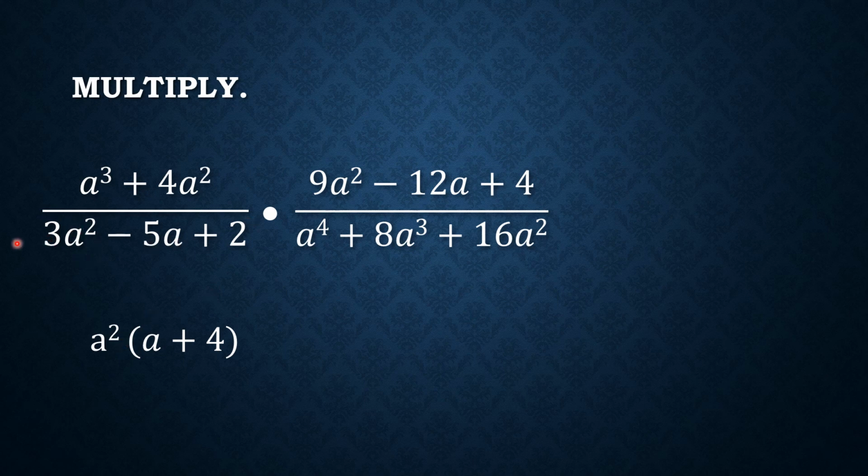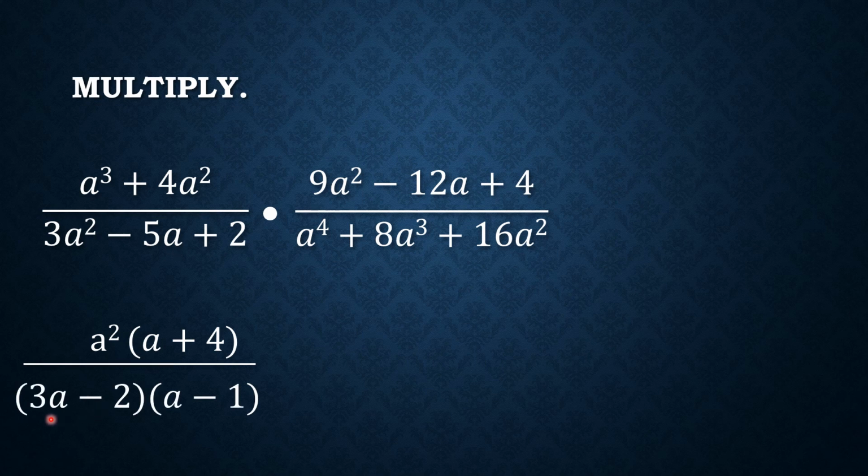The factored form of 3a squared minus 5a plus 2 is 3a minus 2 times a minus 1, times, this is a perfect square trinomial. So 9a squared minus 12a plus 4, factor niya ay 3a minus 2 times 3a minus 2. Pwede mo naman sulat na 3a minus 2 squared. Pero usually, mas maganda kung ganito natin siya isusulat para mas mabilis tayo sa pagka-cancel ng common factors.